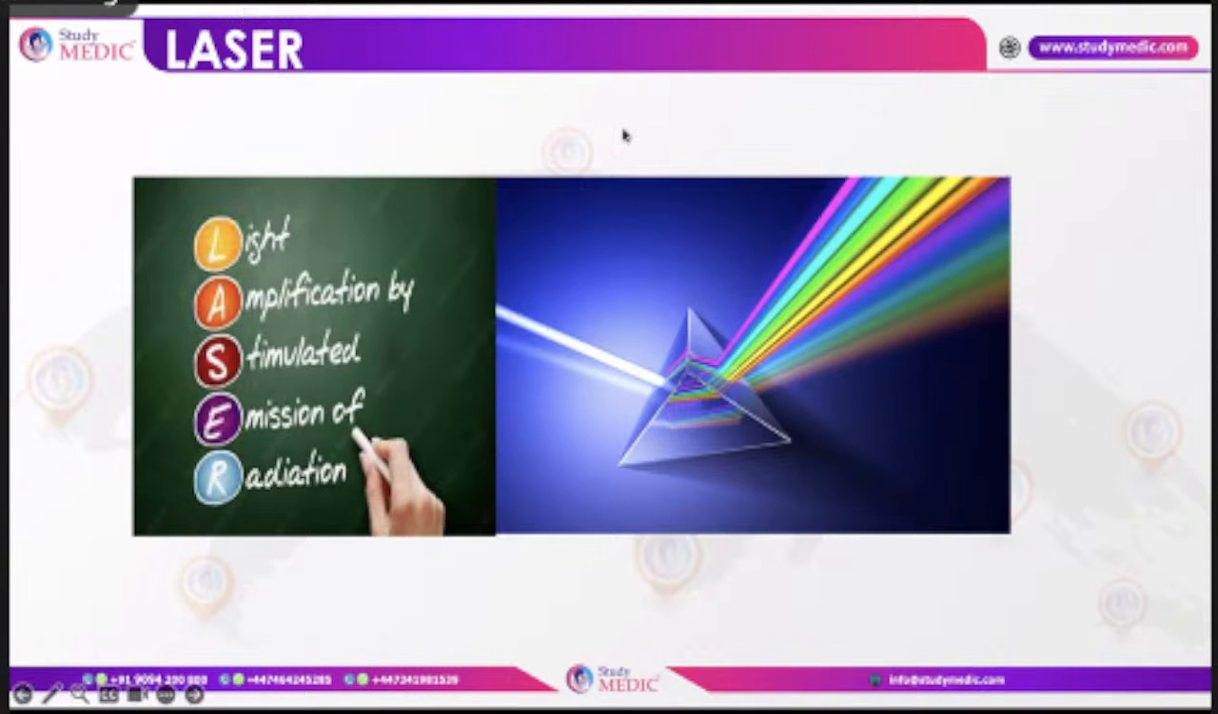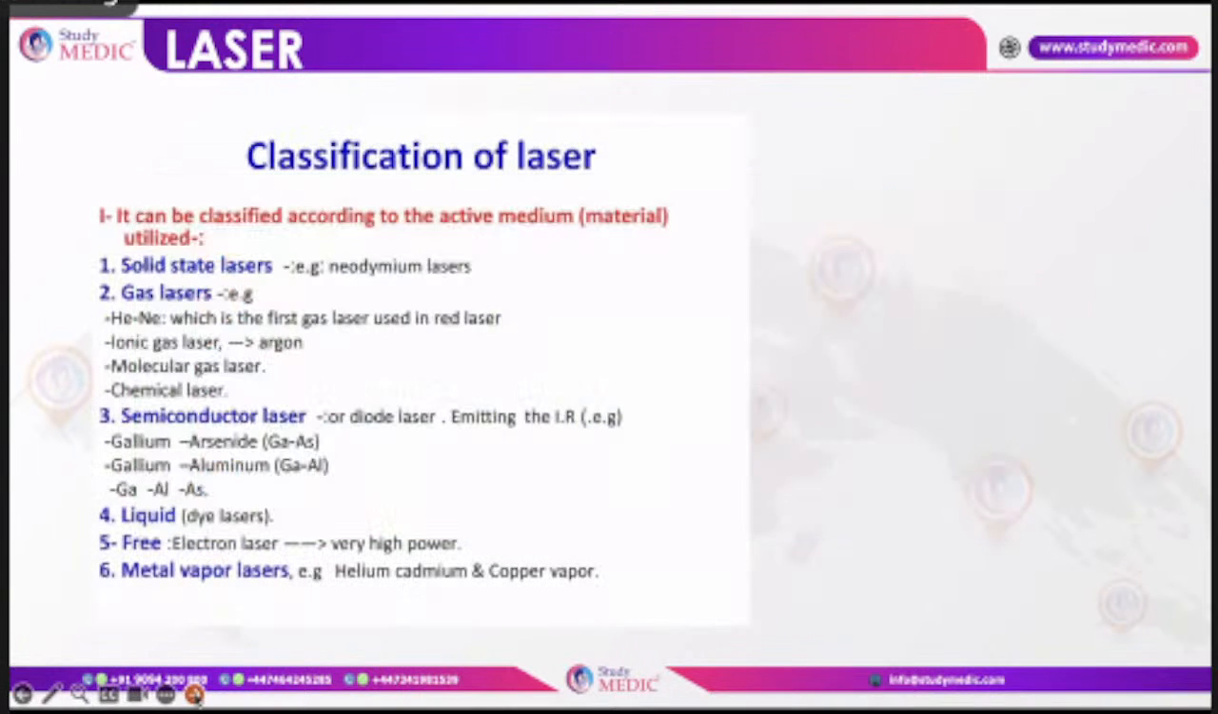So the definition of the laser, as we all know, it is light amplification by stimulated emission of radiation. So the thing which we are going to do is, which you need to know for the exam. Otherwise, it doesn't make any sense to talk about things which are not so important. So first and foremost, classification of laser.